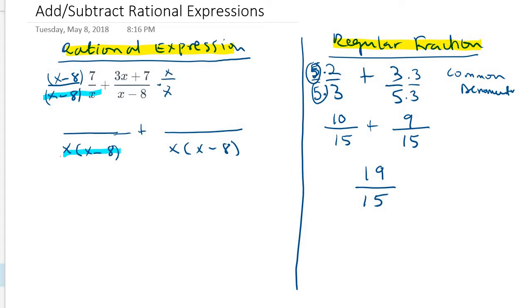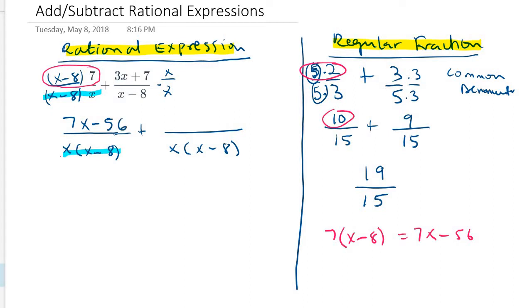So now what is left for us to do is to do what we did over here. We did 5 times 2 to get 10. We're going to do 7 times x minus 8. So if I do that scratch work somewhere over here, 7 times x minus 8, I will get 7x minus 56. That is what I'm going to copy to this numerator. 7x minus 56.